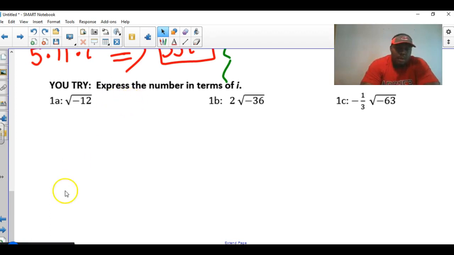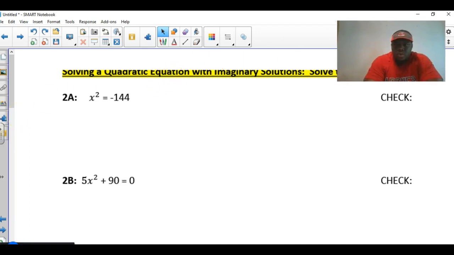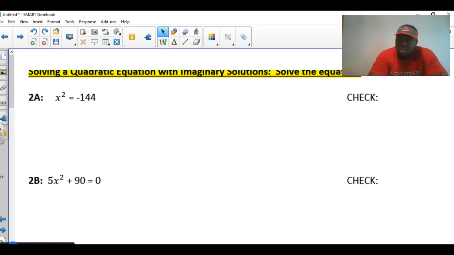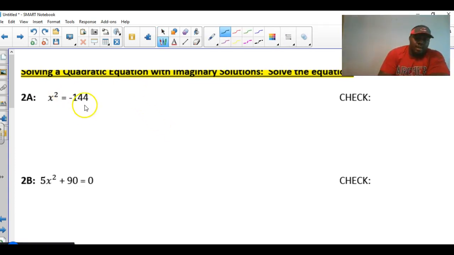You practice. But I'm going to go ahead and jump to the next part of the video, solving the quadratic equation with imaginary solutions, all right? Solve the equation, okay? Now, right here, what's going to happen is we're going to solve these. You're going to get imaginary numbers, and we're going to check ourselves after that, okay? So, let's go ahead and dig in.